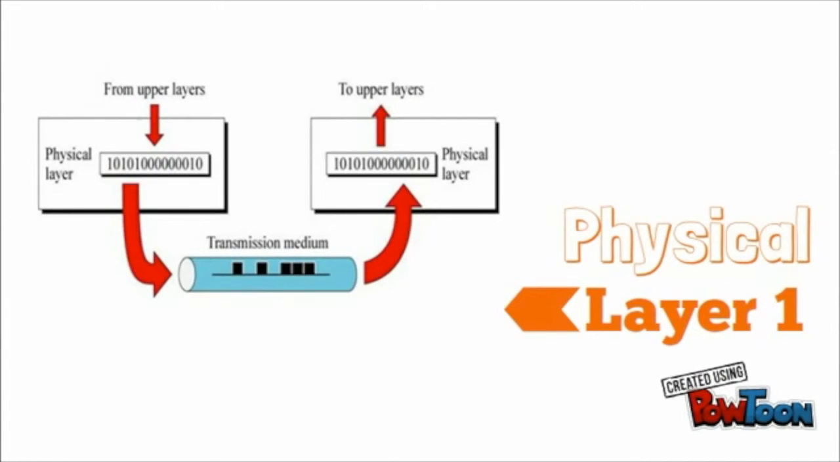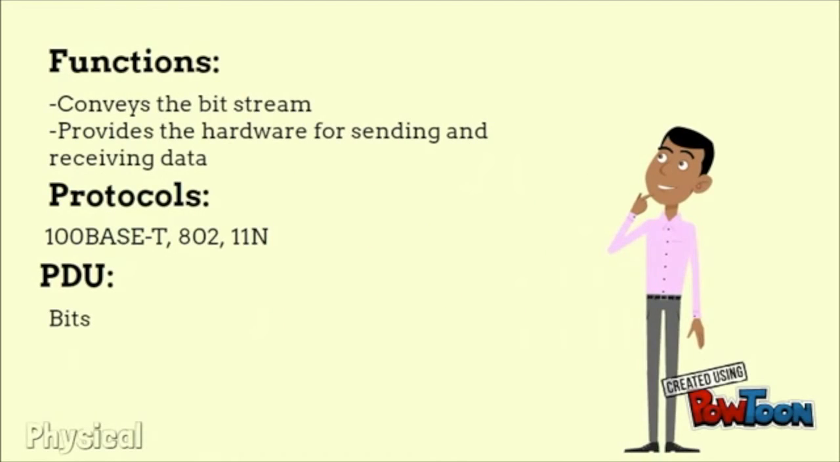The physical layer chops the information into bits and physically sends it across hardware cables such as Ethernet. More details about this layer are listed here.